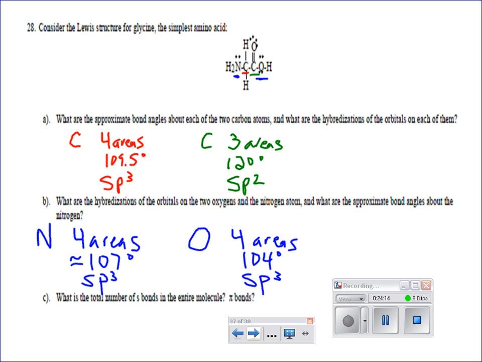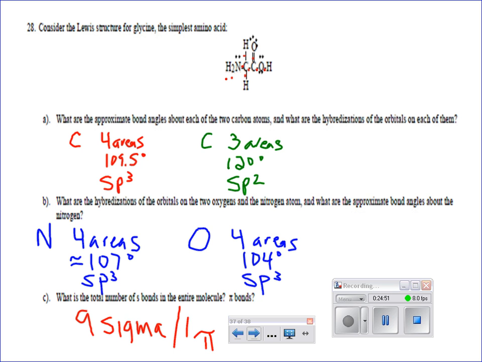What is the total number of sigma bonds in the entire molecule and number of pi's? So let's count. We have 2 sigmas on this nitrogen attaching the hydrogens. 1, 2. Let me use black and erase all of it. And as I count, I'll make a dot. 1, 2, 3, 4, 5, 6, 7, 8. But there's 1 on that pi bond, right? 9. So 9 sigma. How many pi's? There's only 1 pi in that double bond because that's how it goes.